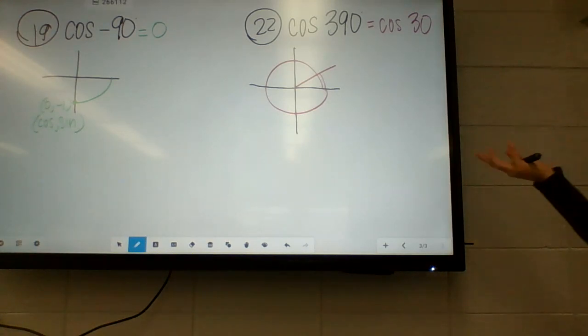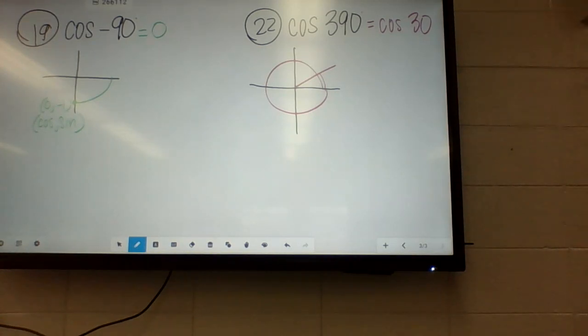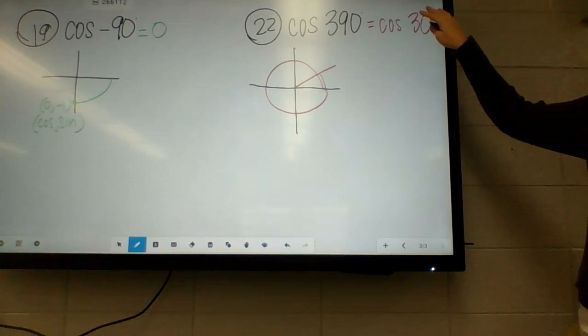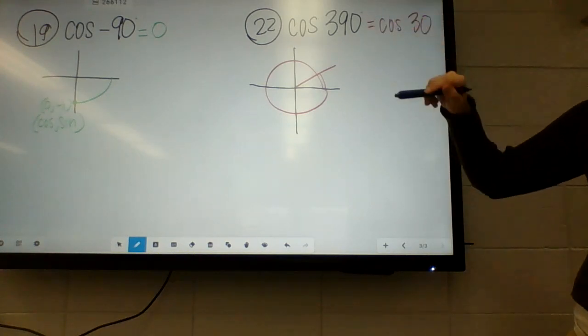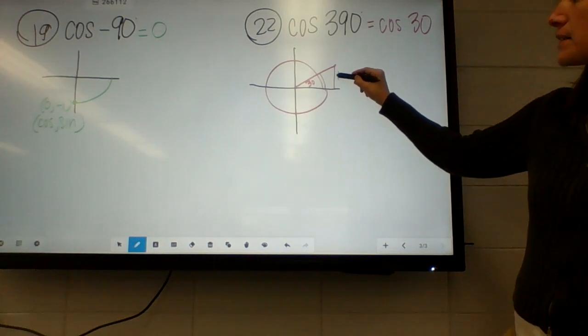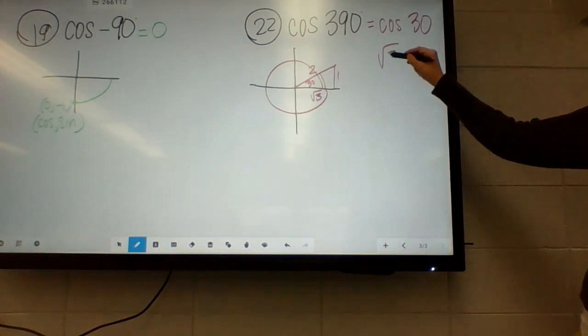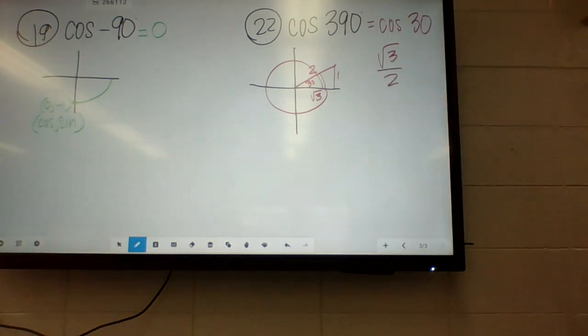So 390 is the angle you could do. Think about a sport where you have to turn around, like they talk about doing a 360. So that's the same thing, but we're going a little bit further. So again, labeling things. This is a positive 1. This is the square root of 3. This is 2. Adjacent over hypotenuse. Okay?